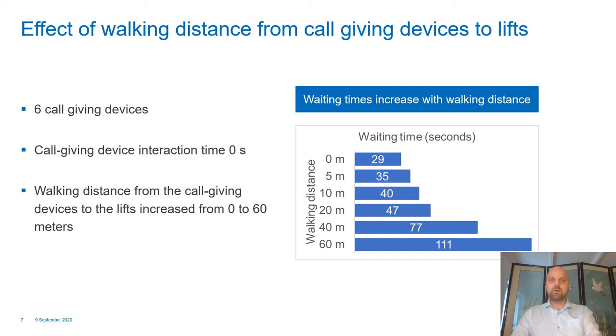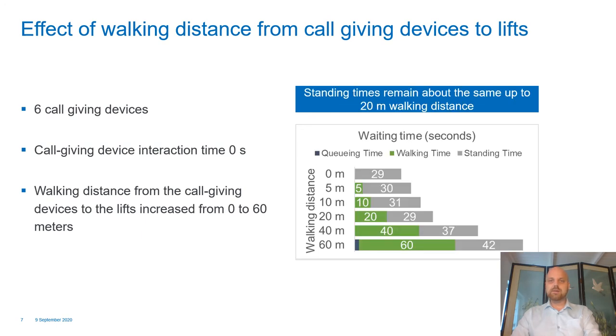However, when we look at the waiting times in more detail, we can see that standing time in the lobby remains stable all the way up to 20 meters distance, only increasing the walking time. When we are having more than 20 meters walking distance, also the standing time in the lobby starts to increase.